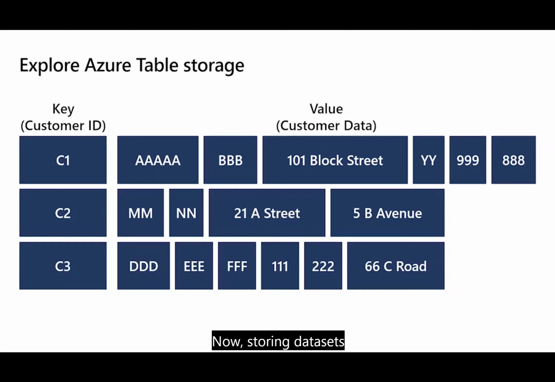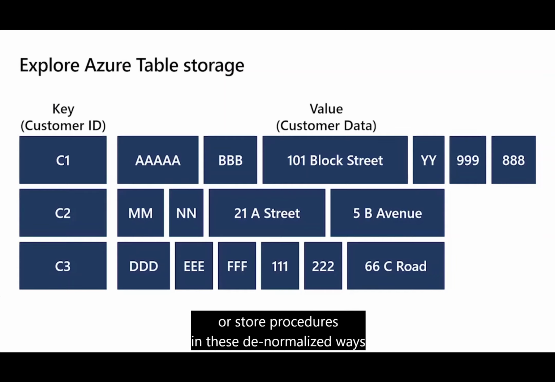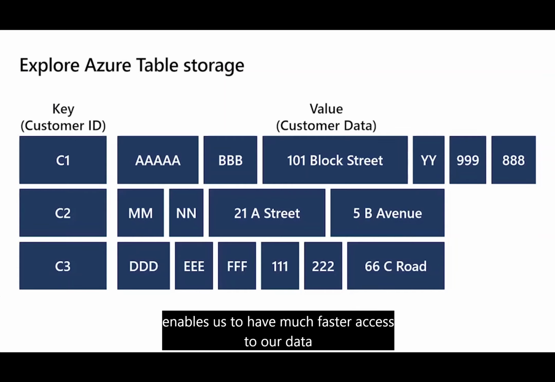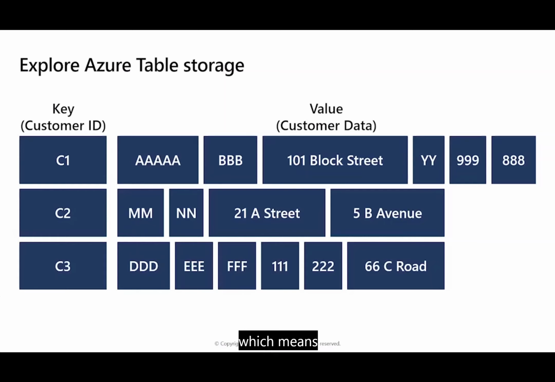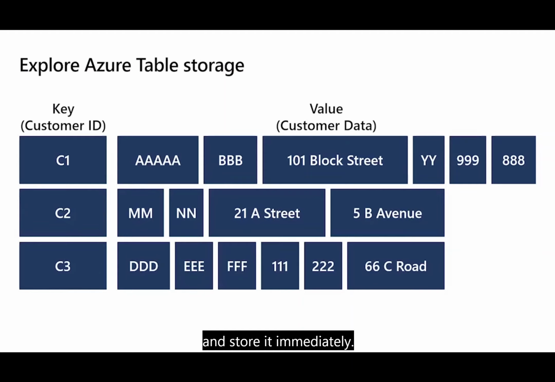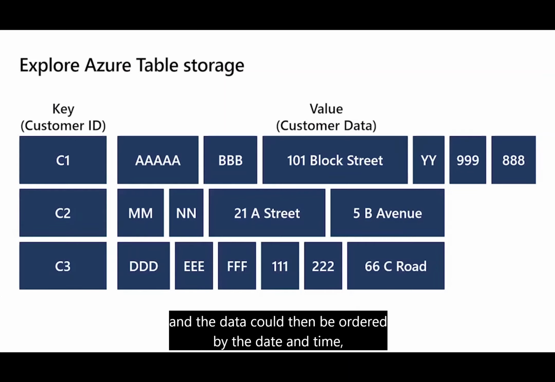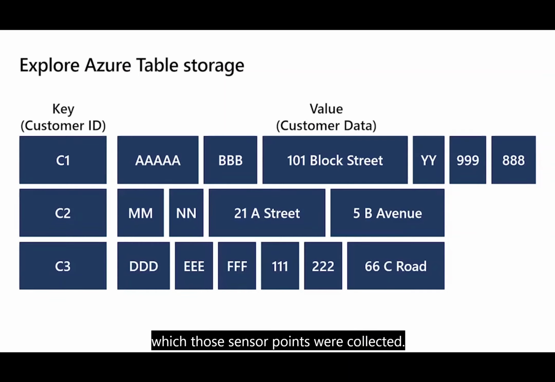Now, storing data sets in this denormalized way, without requiring complex joins, foreign keys, or stored procedures, enables us to have much faster access to our data using Azure Table Storage, which means Azure Table Storage is perfect for things like IoT systems, where we need to capture data very, very quickly and store it immediately. So we're talking about IoT device sensor data. Each device could have its own partition, and the data could then be ordered by the date and time at which those sensor points were collected.